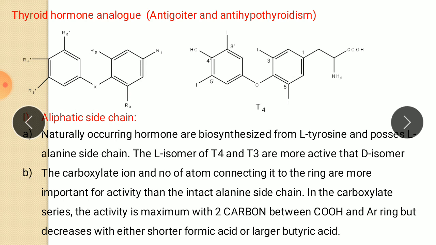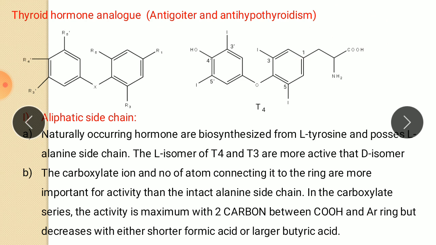First point, naturally occurring hormones are biosynthesized from L-tyrosine and possess L-alanine side chain. The L isomer of T4 and T3 are more active than the D isomer. So as we saw in biosynthesis, T4 and T3 are biosynthesized from the L-tyrosine. Here is capital L. Capital L means when the amino group is on the left side. So this side chain is an L form.